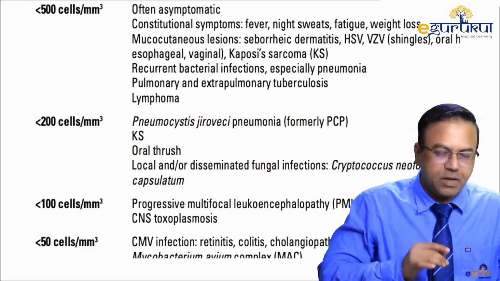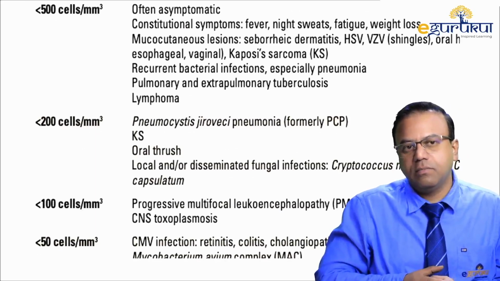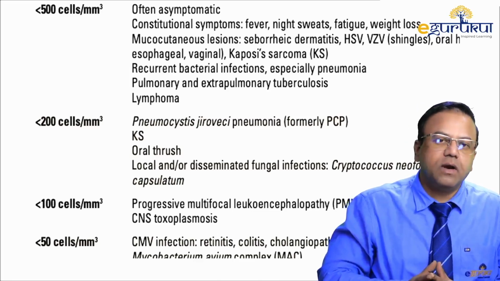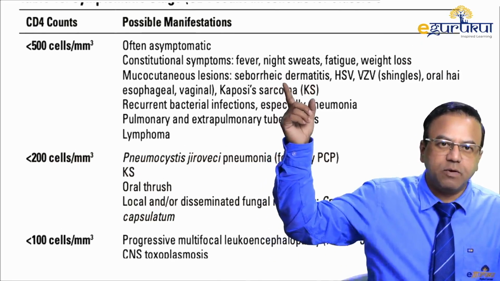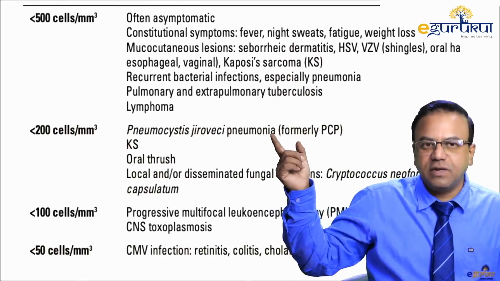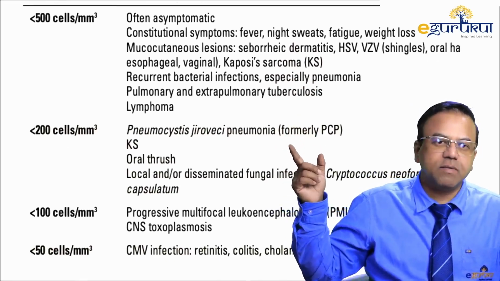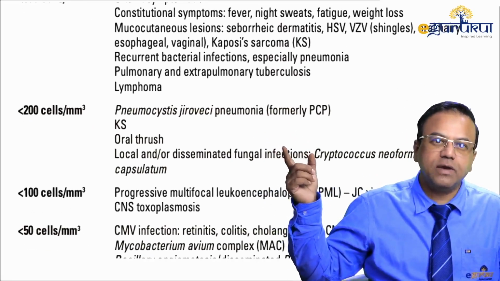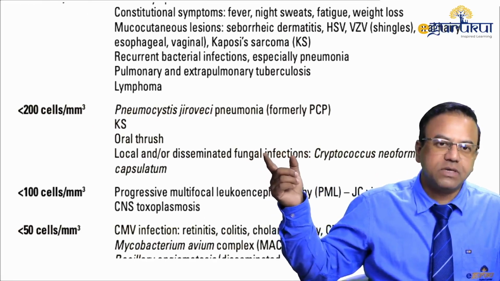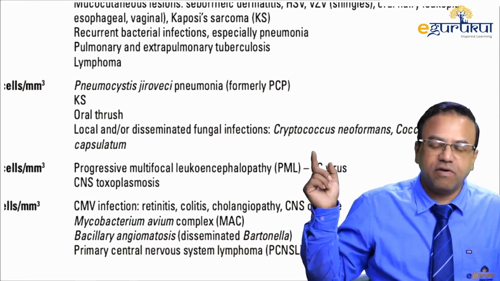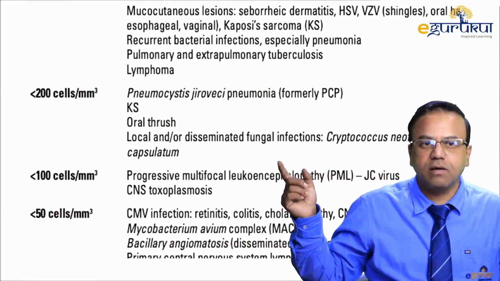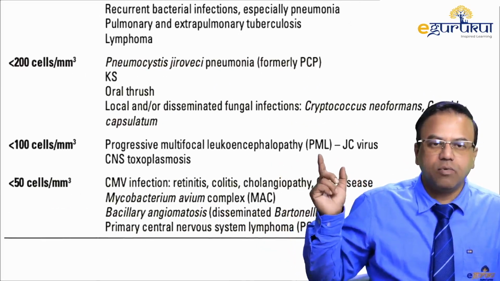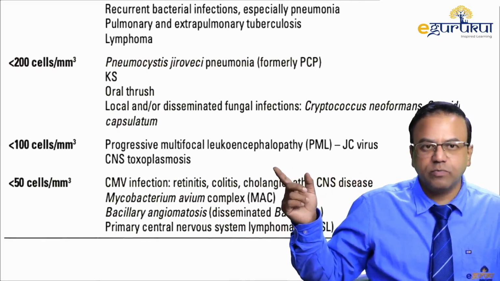In the stage 2, that means we are talking about the 200 to 500 range. This is what you can expect, between 200 to 500. When it is stage 3, that is less than 200, these are the infections that start becoming a problem. This includes the pneumocystis jirovecii pneumonia. The patient can develop Kaposi sarcoma, oral thrush, then fungal infections like Cryptococcus neoformans can occur. So all these start becoming a problem below 200. Below 100, you will see the progressive multifocal leukoencephalopathy and toxoplasmosis.